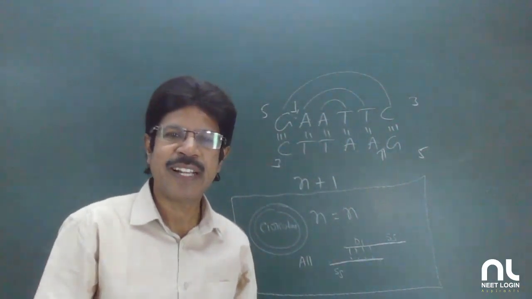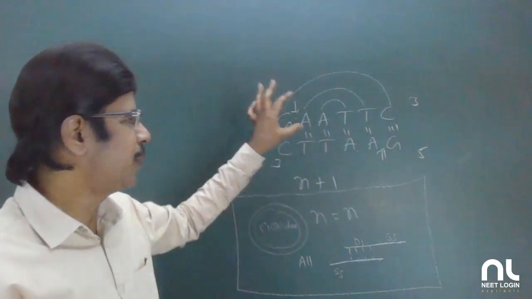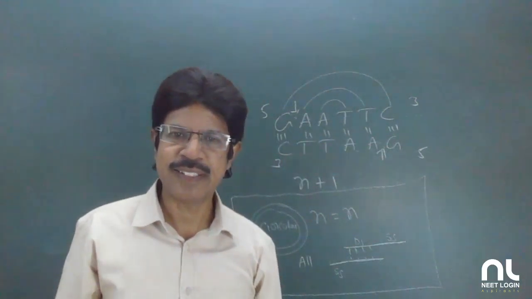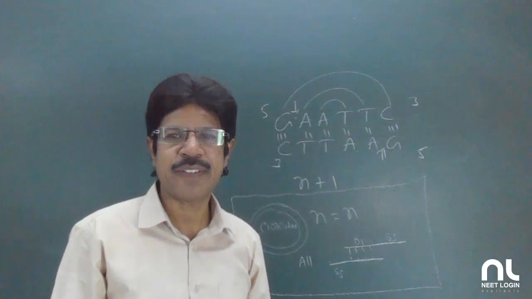What do you call it? It is a staggered cut. The staggered cuts are due to the palindromic sequence. Single stranded sticky ends, overhanging ends are formed. Okay.